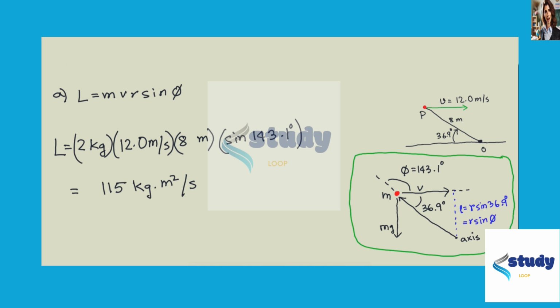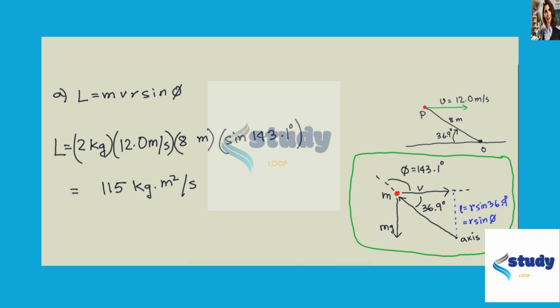So in part A, we need to find out the angular momentum with respect to point O. Now we see that point P is where the rock is, and then there's a horizontal velocity which is denoted by the green arrow. The distance from P to O is 8 meters, and the angle that this radial vector, this PO line, makes from the horizontal is 36.9 degrees.